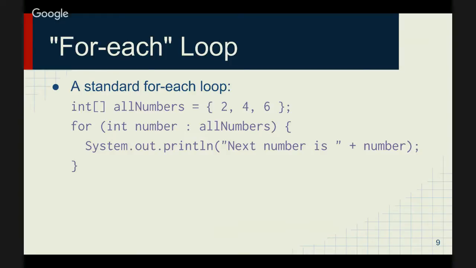I'll get there. So for each number, in all numbers, do this thing, all right? So what this does is it goes over and over again, and it goes for the first one, 2, execute. Next one is 4, execute. Next one is 6, execute. At the end of the array, we're done. So it'll do this over and over again. And then we print. Huzzah.